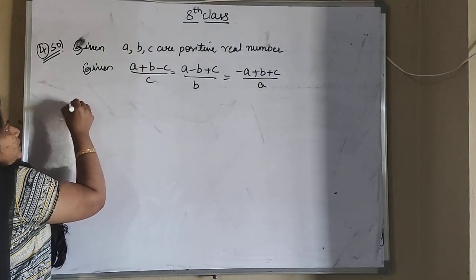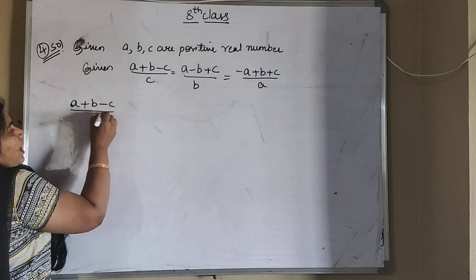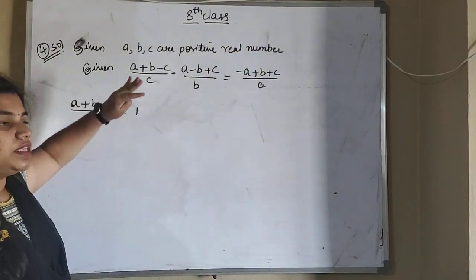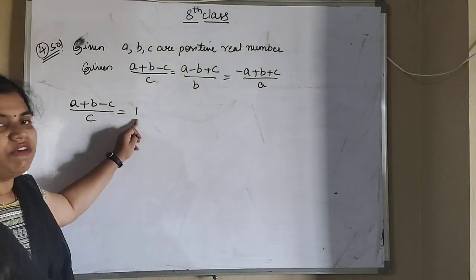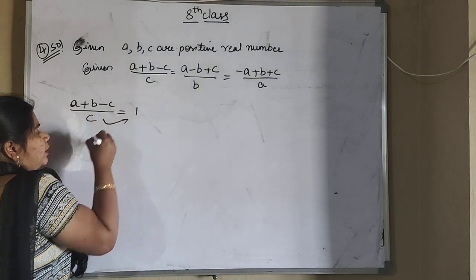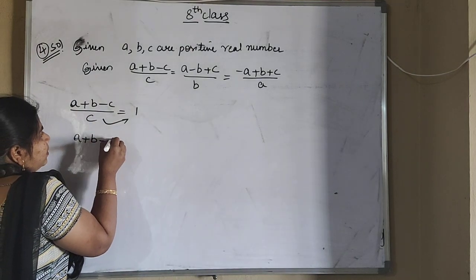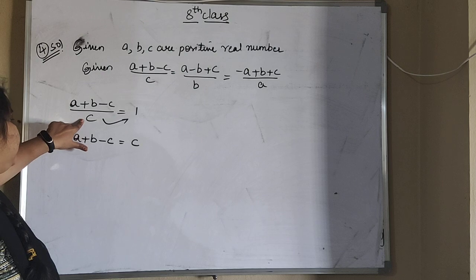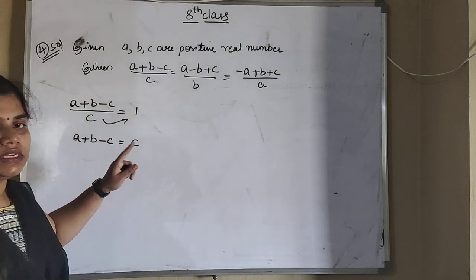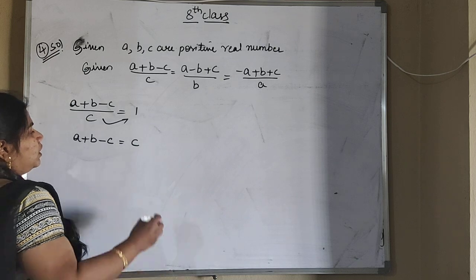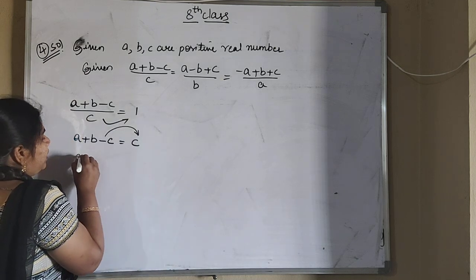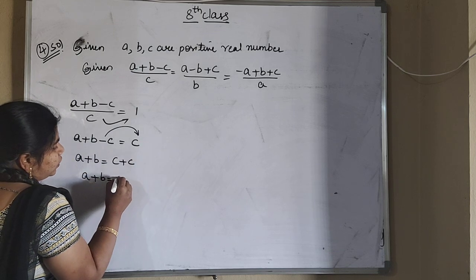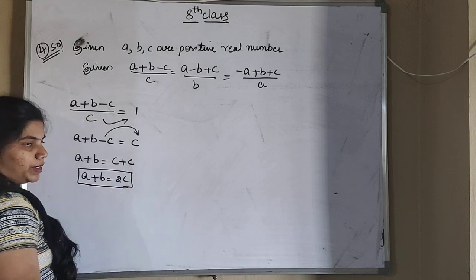So individually, (A plus B minus C) by C is equal to 1, because it is given that it is a positive real number. That's why I am equating every term with 1. Now I am transposing this C to the other side. A plus B minus C is equal to C. C is in division, so if you transpose it, that will be converted into multiplication. Now minus C you transpose, that will be A plus B is equal to C plus C. So A plus B is equal to 2C. So this is our first expression.